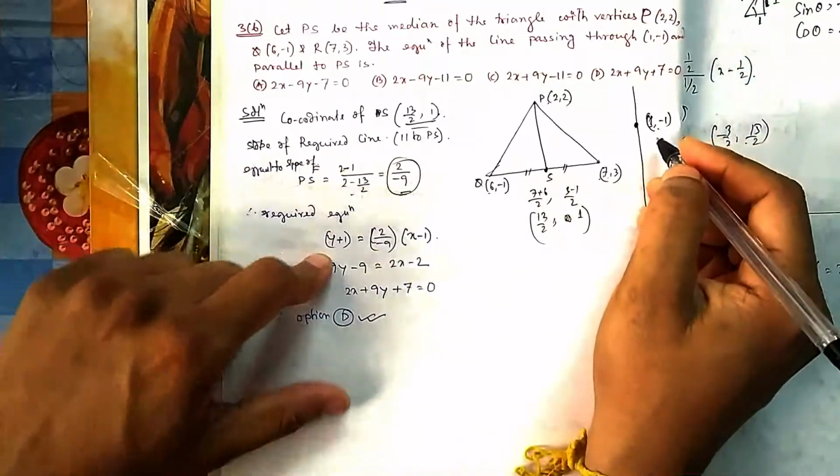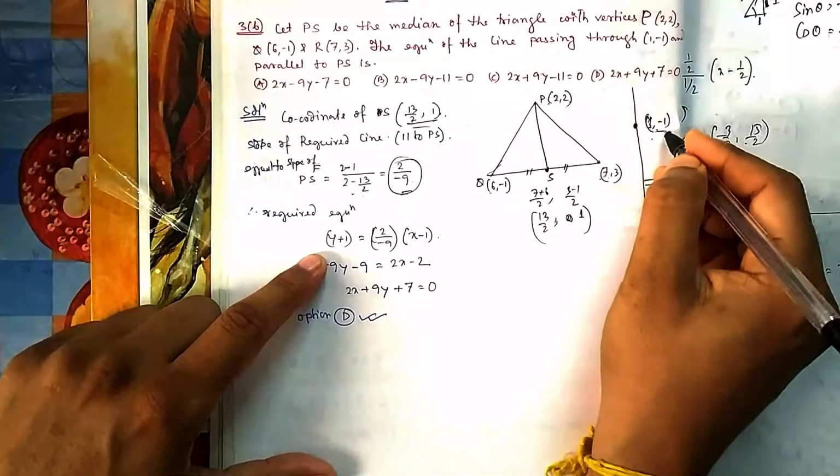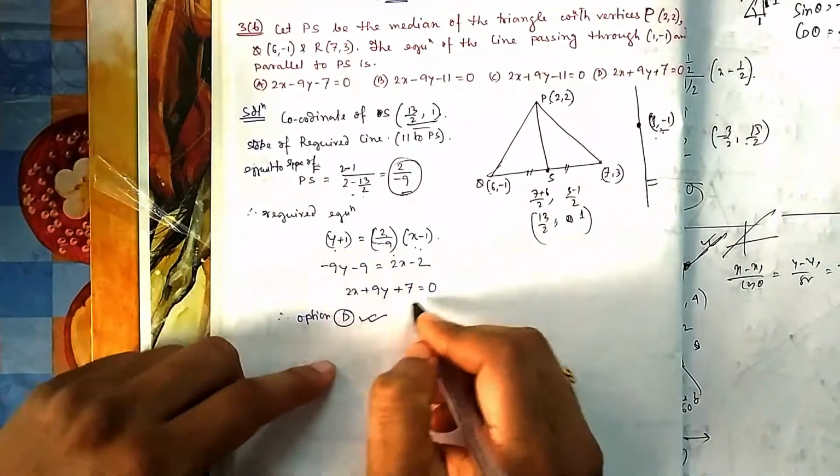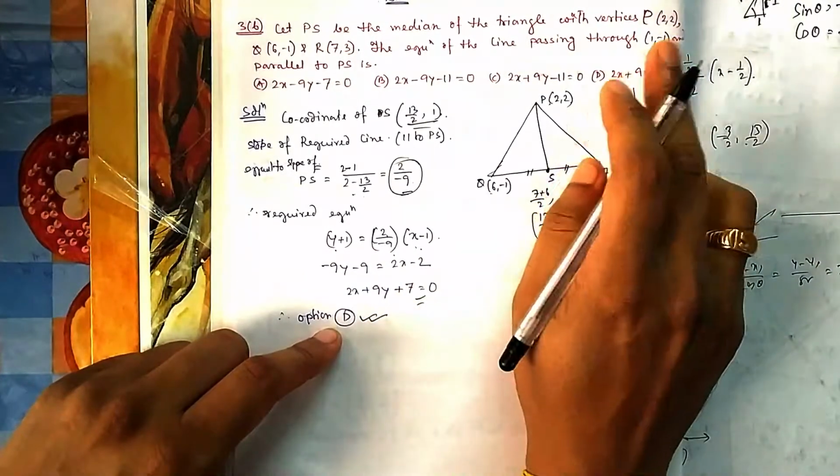Now for this line you know the slope and you know a point, so apply the slope-point formula, y minus y1 equals slope times (x minus x1). So ultimately you find option D. D is the correct option.